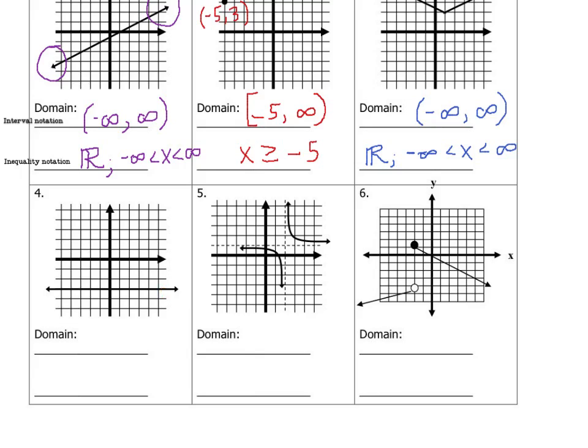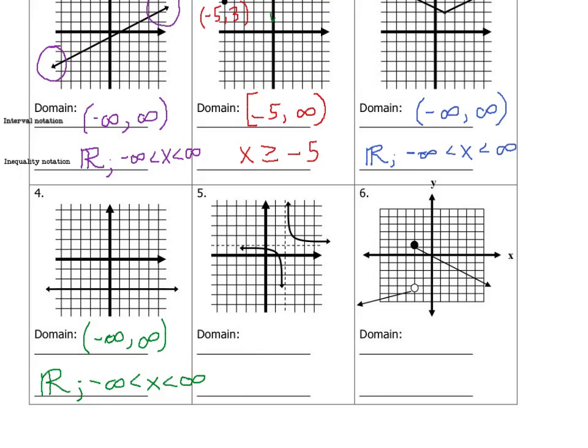So if we're going to do interval notation, it would be -infinity to +infinity. And if we were going to do inequality notation, it would be this fancy R standing for all real numbers, sometimes called all reals. And another acceptable way to write it would be x included between infinities.